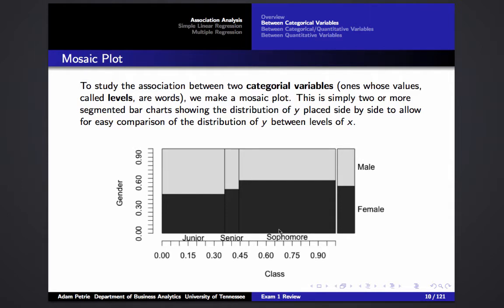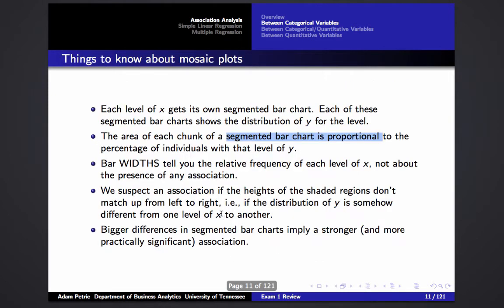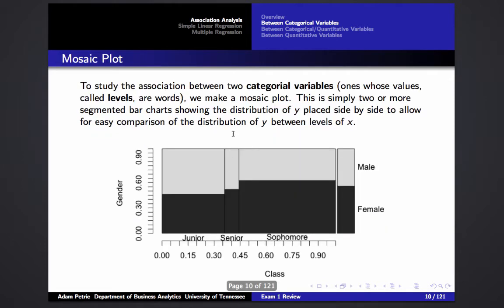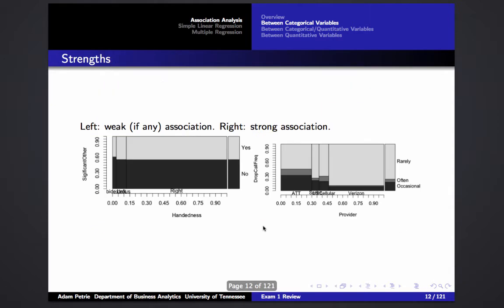Here, seniors are rarer than sophomores. It doesn't comment on any aspect of the relationship. All right, so not only do we use the mosaic plot to gauge whether or not there is an association, but also how strong that association is. The bigger the discrepancy in the segmented bar charts, the stronger that association is, the more narrowed down the possible values of y are based on the individual's level of x.